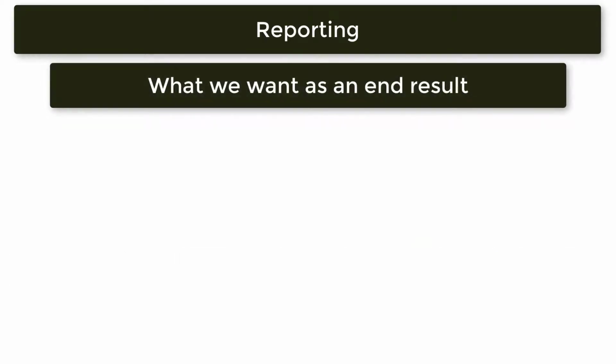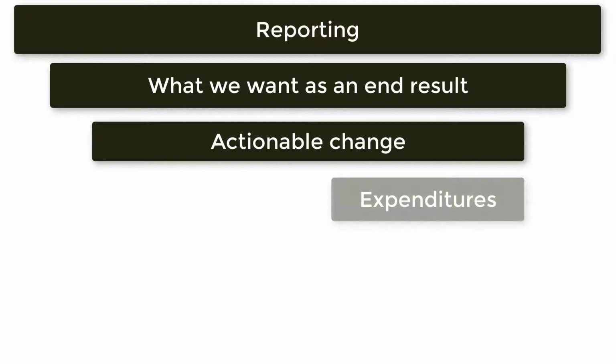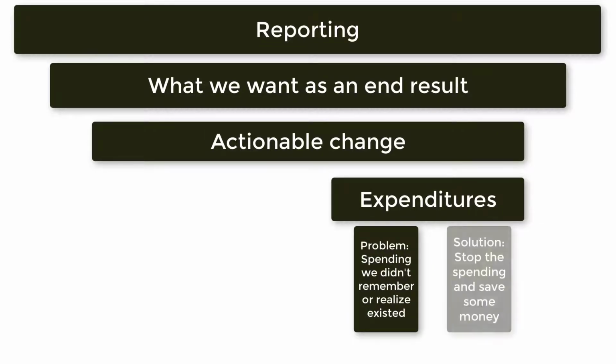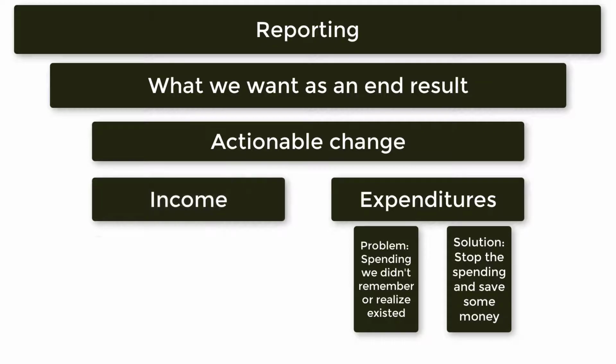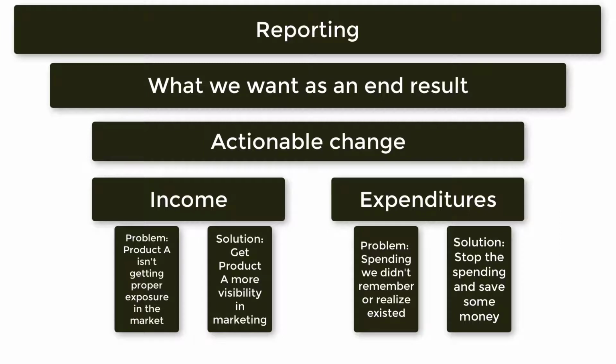Let's start at the reporting finish line, then we'll go back and actually walk the race course. The end result of any of these reports should be actionable change. In the case of expenditures, that might be something along the lines of, now that my financials have revealed this previously hidden spending, I can make changes that save me money. Or with income, now that I recognize that product A is not only twice as popular as products B and C, but also twice as profitable, I'm going to feature product A in more marketing materials. So we know what we want, but we don't actually get to start at the end of the track.